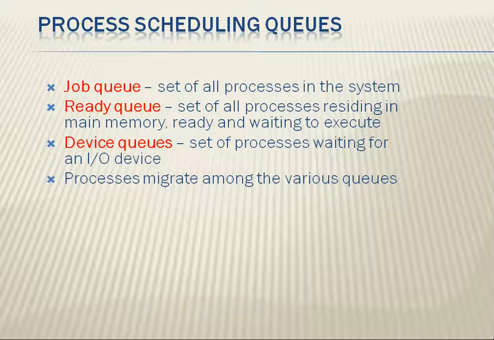Processes migrate among the various queues. While in execution, processes switch between states throughout their life cycle. They also migrate from one queue to another queue.